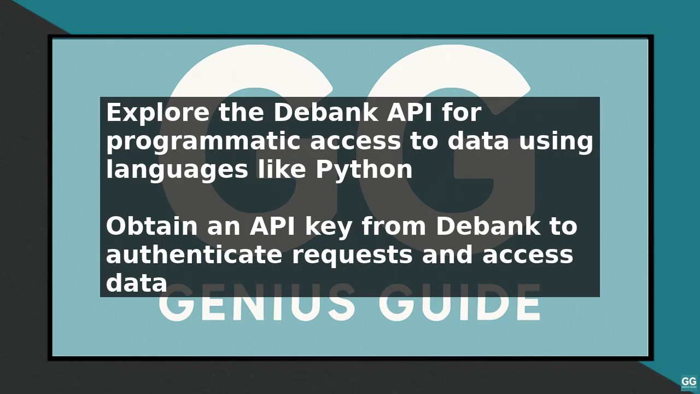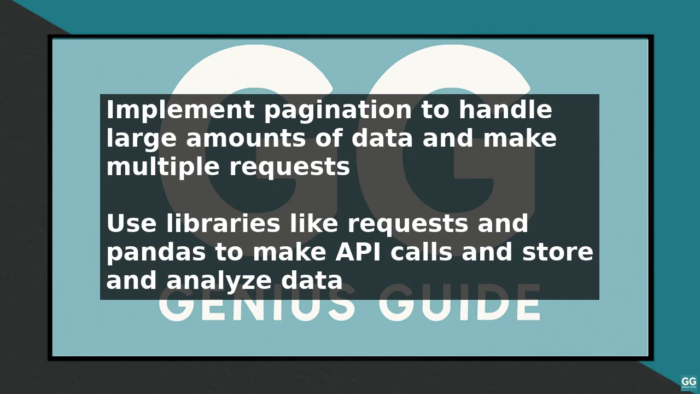Best practices for automating Debank historical data include handling errors and exceptions, logging requests and responses, and storing data in a secure and scalable way. It is also important to check the Debank API documentation for any usage limits or requirements.